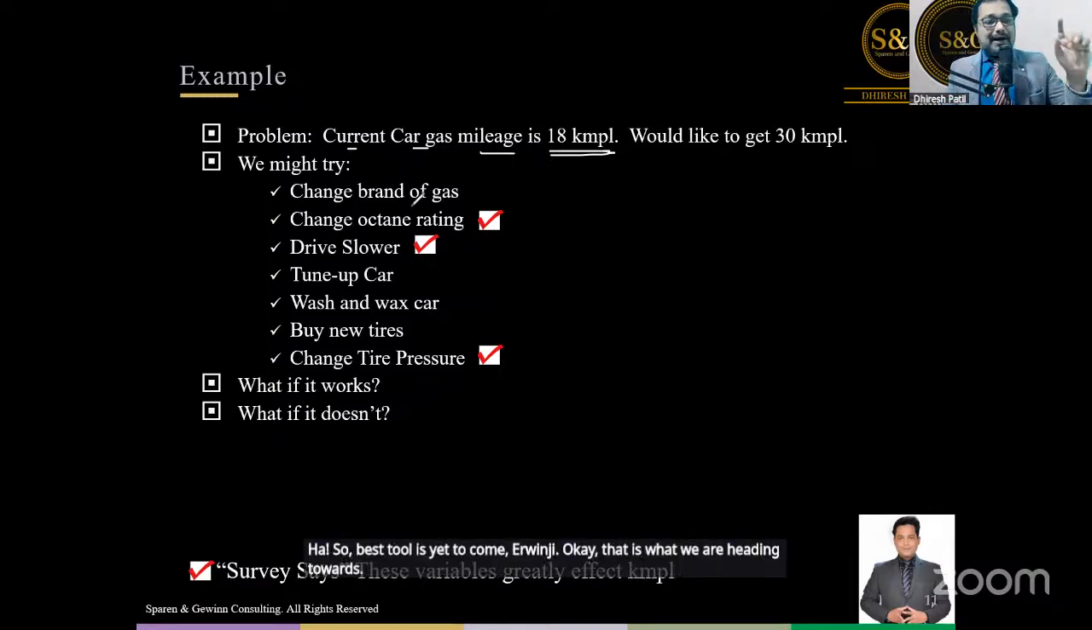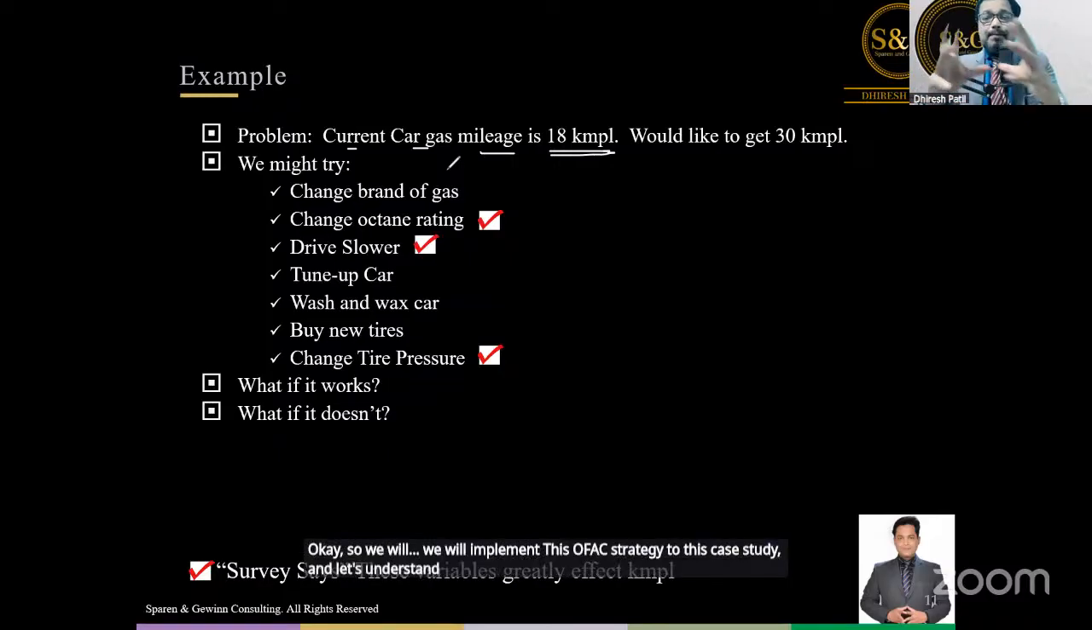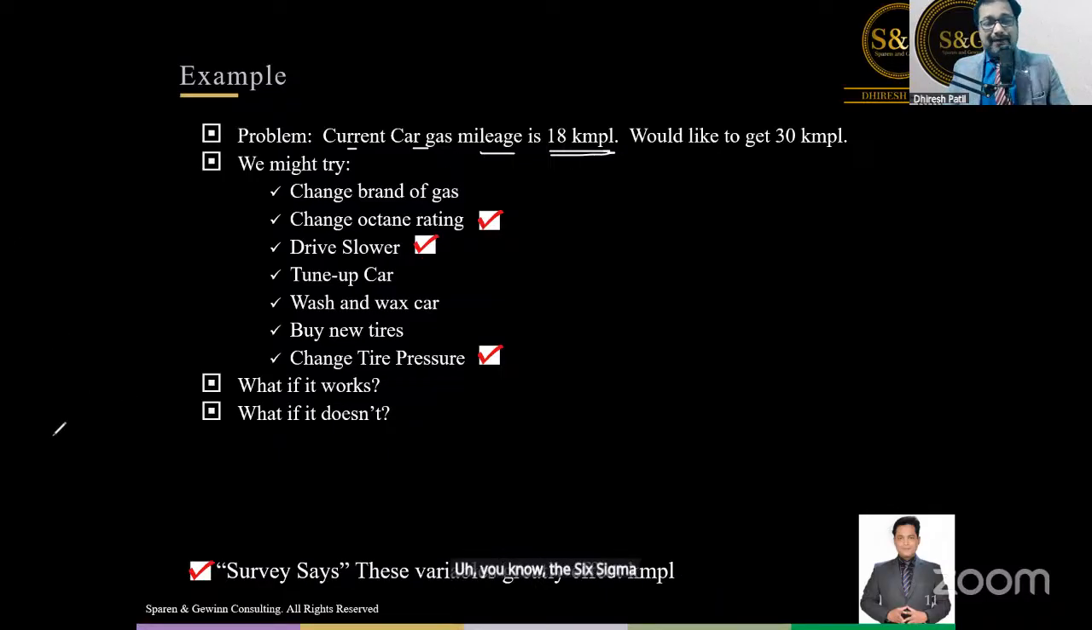So we will implement this OFAT strategy on this case study, and let's understand the impact of the OFAT strategy on this case study, and how the Six Sigma team has arrived at this.